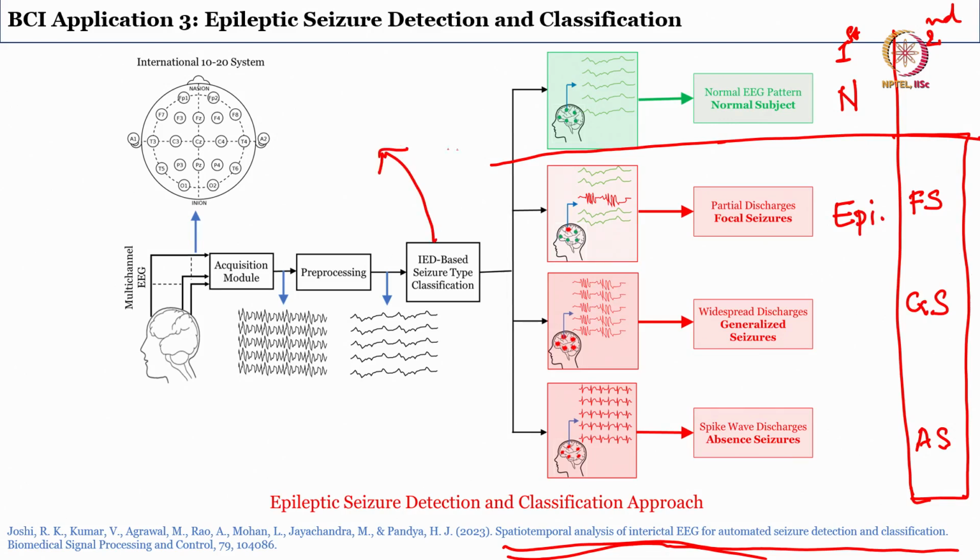Because this entire exercise is because of type-based medication. Okay. And when I say type, whose type? Seizure type. Okay. You can see here in the second figure, this is a normal person.